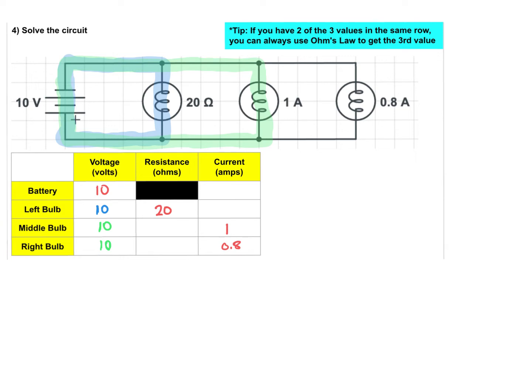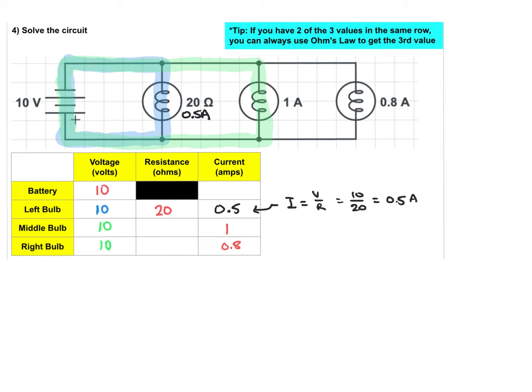So having done this, it allows me to calculate a lot of values now. I'll start with this value right here, the current of the left bulb. Using Ohm's law, the current equals voltage divided by resistance. We've got the numbers 10 volts and 20 ohms, so it's 10 divided by 20. That's half, or 0.5. So that's the current going through the left bulb, 0.5 amps. I'll write it in the diagram as well.